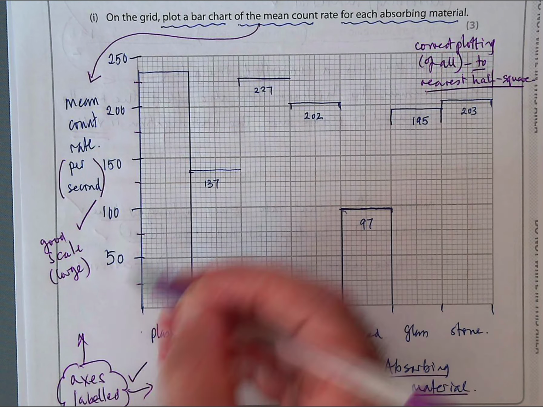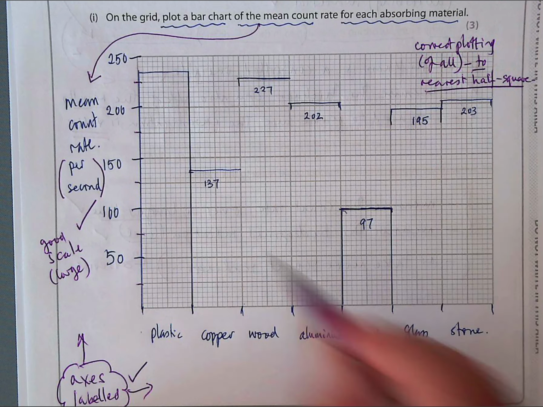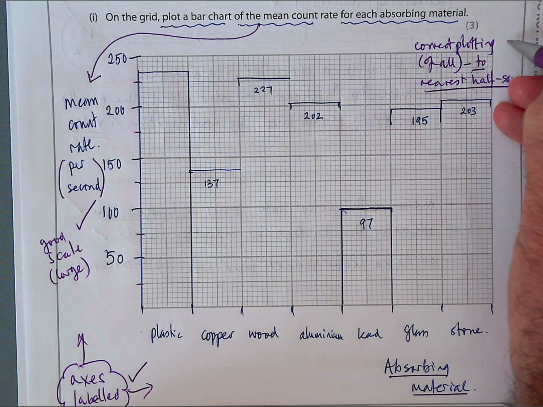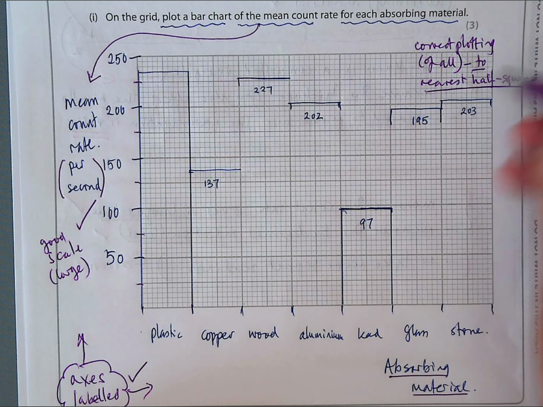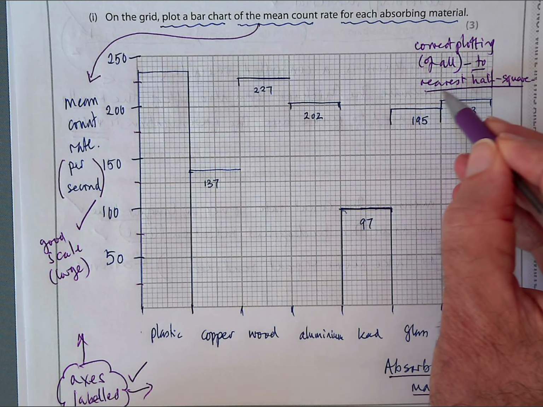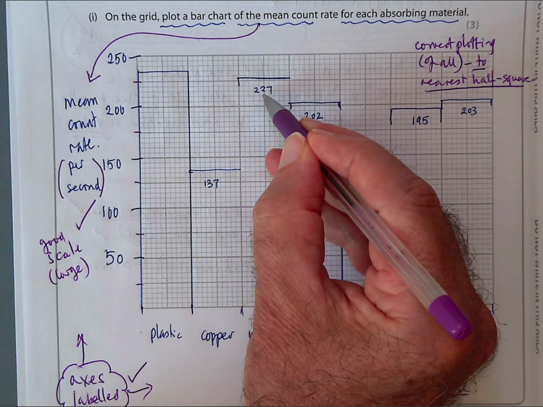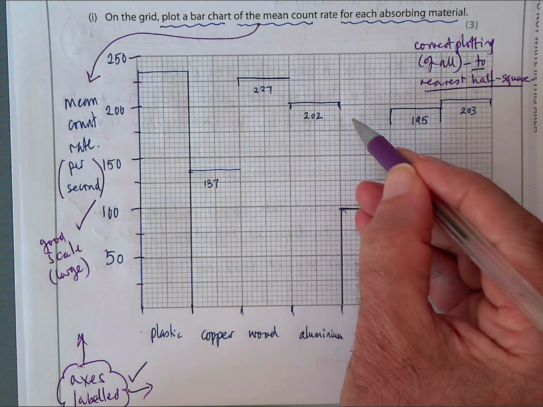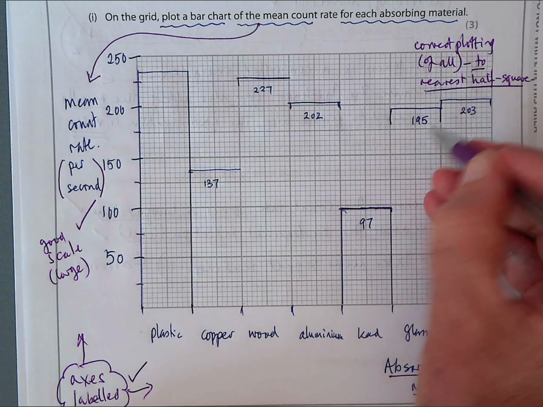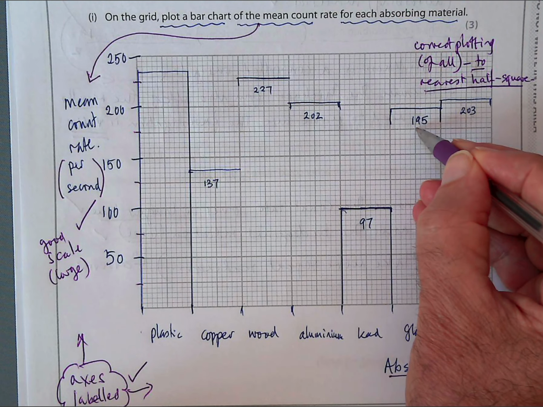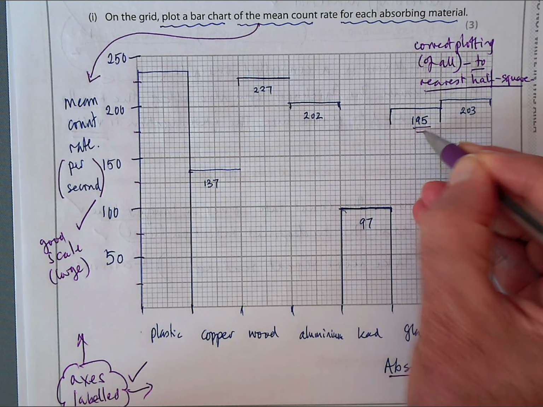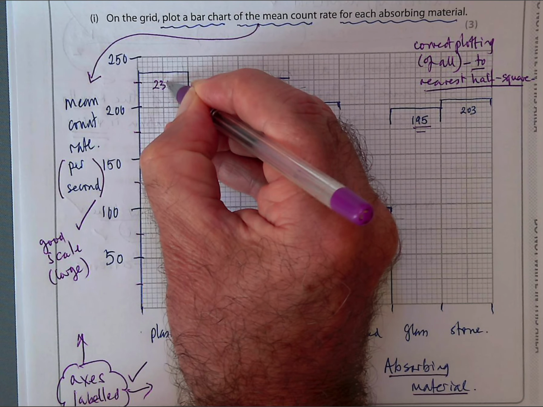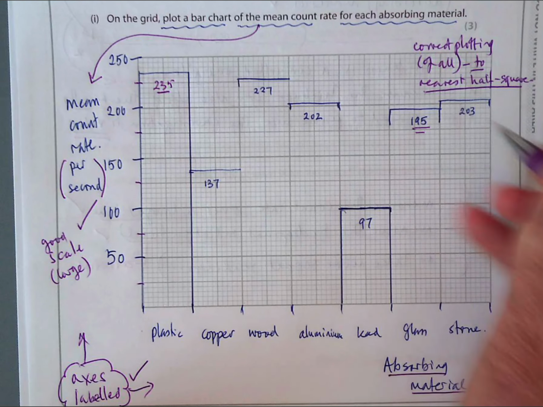Okay, so if you've got a good scale you get a mark, and then if you've plotted correctly you'll get the other marks. You should plot them all to the nearest half square. So 227 will be in between two squares, 137 between two squares, 202 between two squares, because each little square is a value of 5. The only ones that aren't are 195 and this one, which is 235. These ones will be exactly on the line.